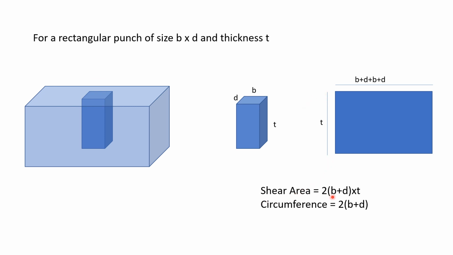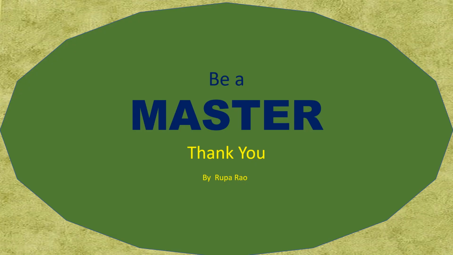So the shear area will be 2 into bracket b plus d into t. For a circle the circumference is pi d. If it's a rectangle, then the circumference will be 2 into bracket b plus d. So this will become twice b plus twice d, and if I take 2 common, it will be 2 into bracket b plus d. This is the circumference, and if I multiply with the thickness t, that gives me the shear area if the punch is rectangular.